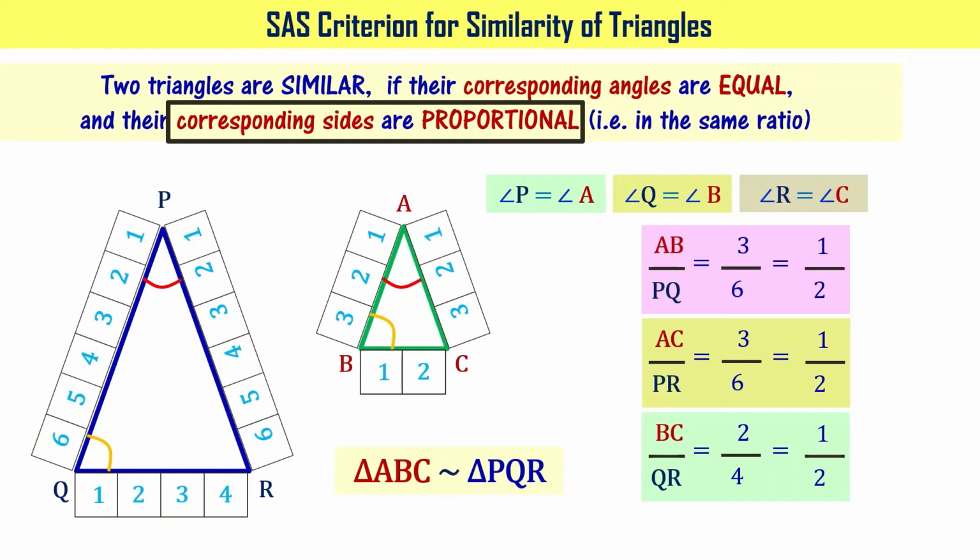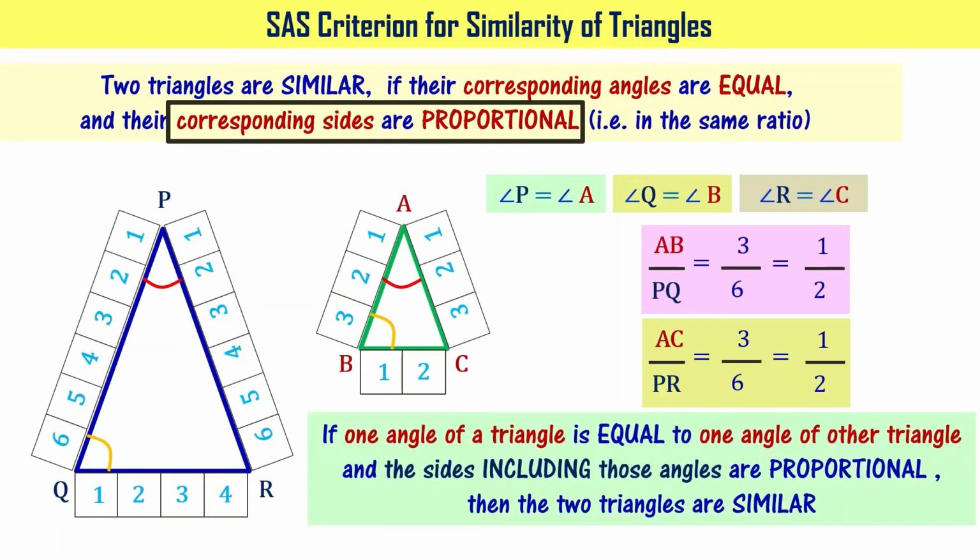So let's quickly recall the SAS criterion for similarity of triangles. It is stated as: if one angle of a triangle is equal to one angle of another triangle, and the sides including those angles are proportional, then the two triangles are similar. You don't need to worry about equality of the other angles and proportionality of the other sides, right? Please note this point.